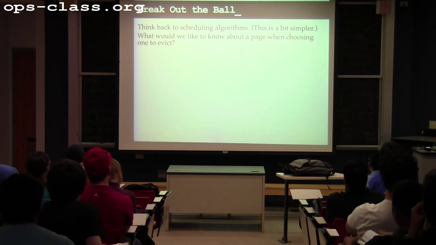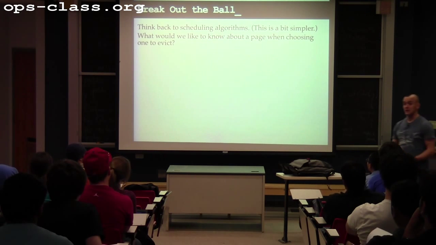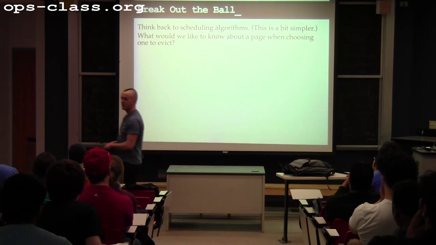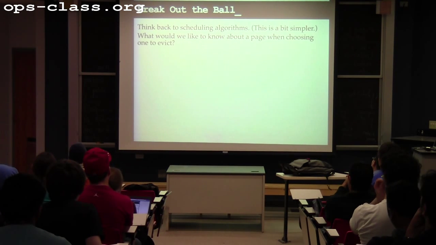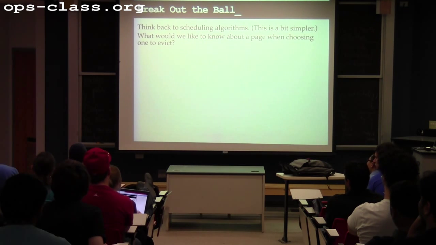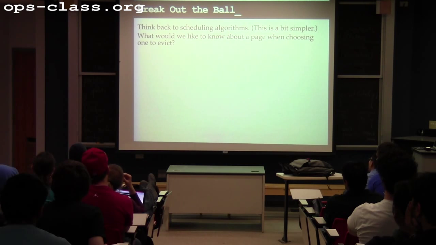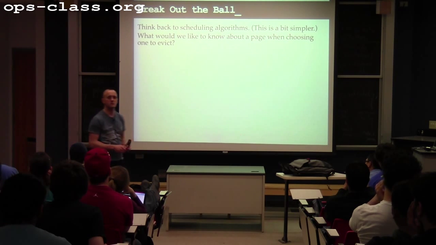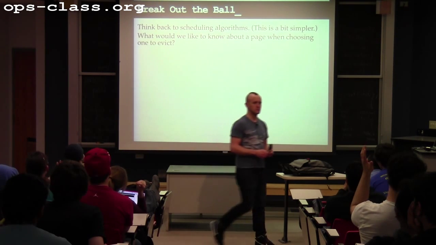All right, so now let's go back to thinking about scheduling. Scheduling was the last time that we talked about this type of policy decision. When we talked about scheduling algorithms, what category of information did we really want to know about threads? And how do you apply this to this problem? What would we really like to know when we choose a page to evict? If I had my crystal ball, what would I ask it?